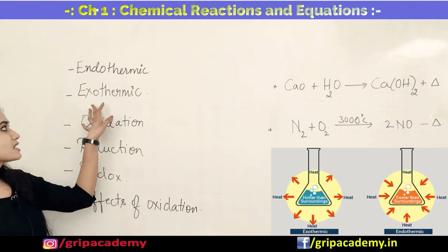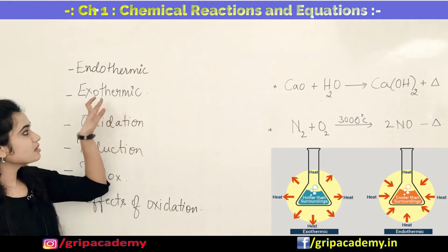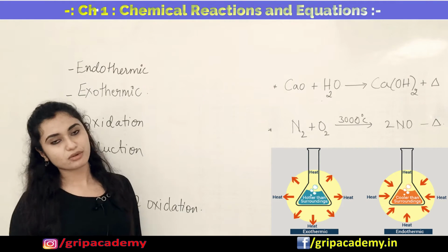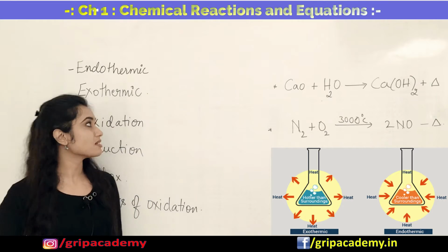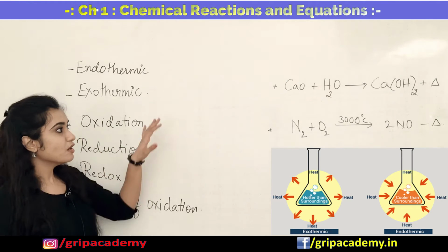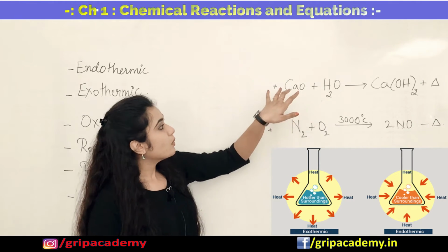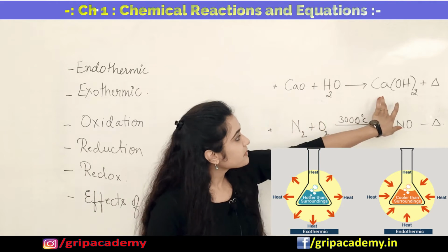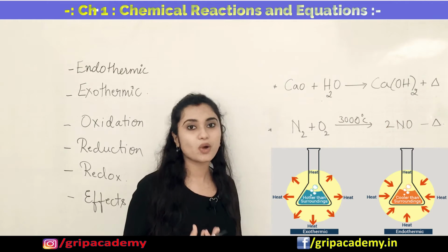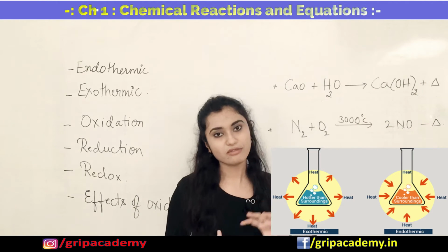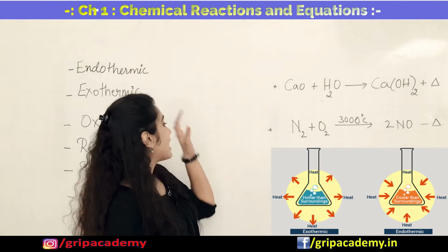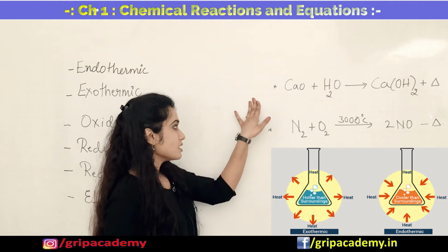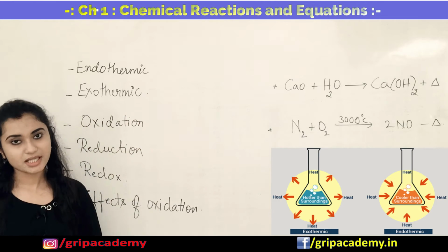The next is exothermic reactions. Exothermic reactions are nothing but reactions that proceed with evolution of energy. For example, when calcium oxide is mixed with water, you can see calcium hydroxide is formed along with the liberation of an enormous amount of energy, and this exothermic reaction can be represented with a plus and an upper triangle. Okay, so this is all about exothermic reactions.